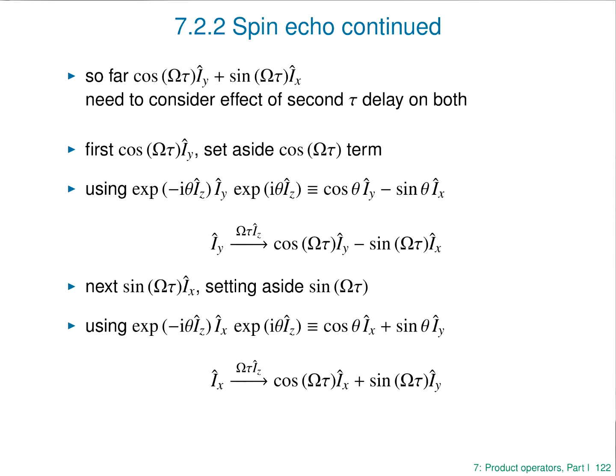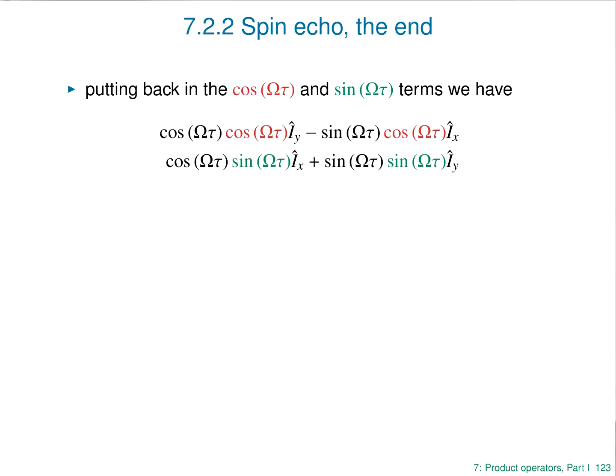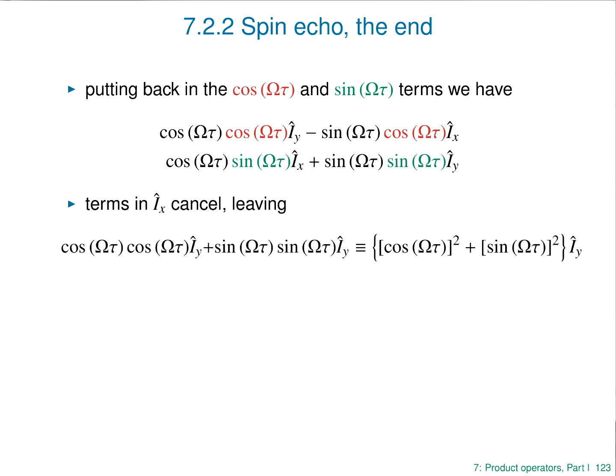So now we've allowed these two terms to evolve during the second delay tau, and we can put it all together, remembering to put in those factors of cos omega tau and sine omega tau that I had from the beginning. So the first term comes from the cos omega tau iy, and that evolves into an iy and ix. And the second term comes from the sine omega tau ix, and that evolves into an ix and an iy term. And if you look at those, you'll see that the two terms in ix are going to cancel. One is minus sine cos, and the other one is plus sine cos. So the two terms in ix go away. And that just leaves the term in iy.